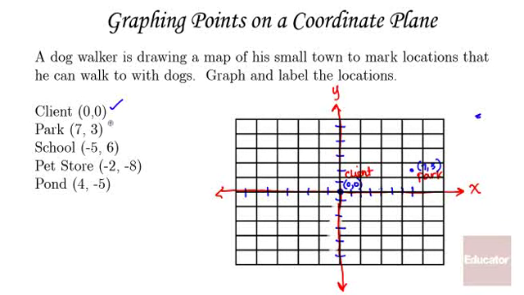Okay. The school is -5, 6. You can think of the x-axis as your typical number line. To the left of 0, you have your negative values, and to the right, you have your positive values. So the school is -5, so I'm going to count to the left 5. 1, 2, 3, 4, 5. And then I'm going to count up 6, positive 6. 1, 2, 3, 4, 5, 6. So here is -5 and 6. And that is the school, the town school.